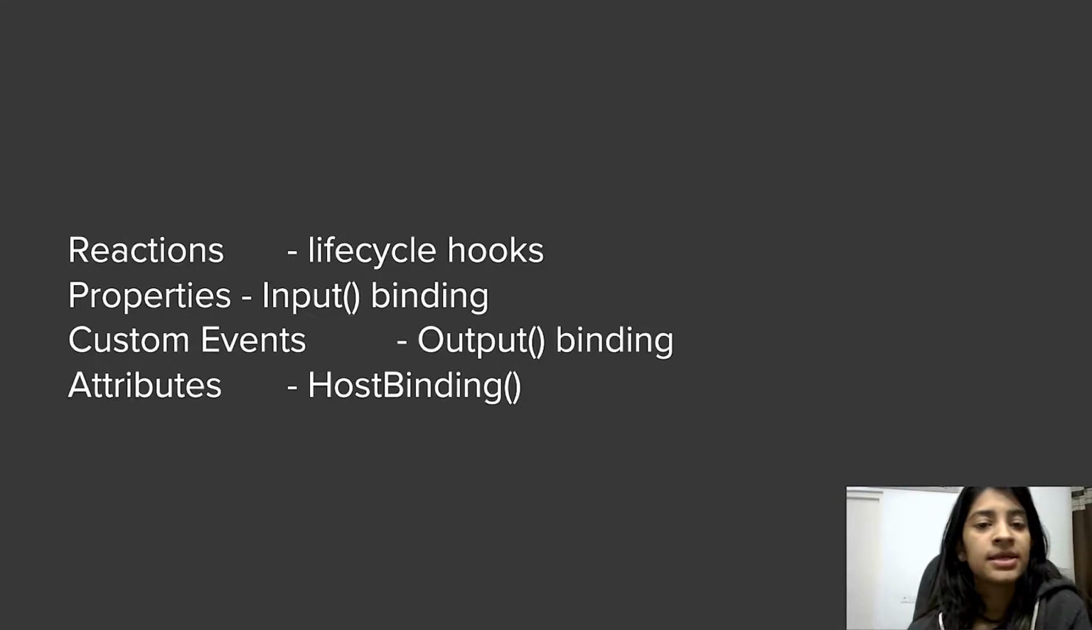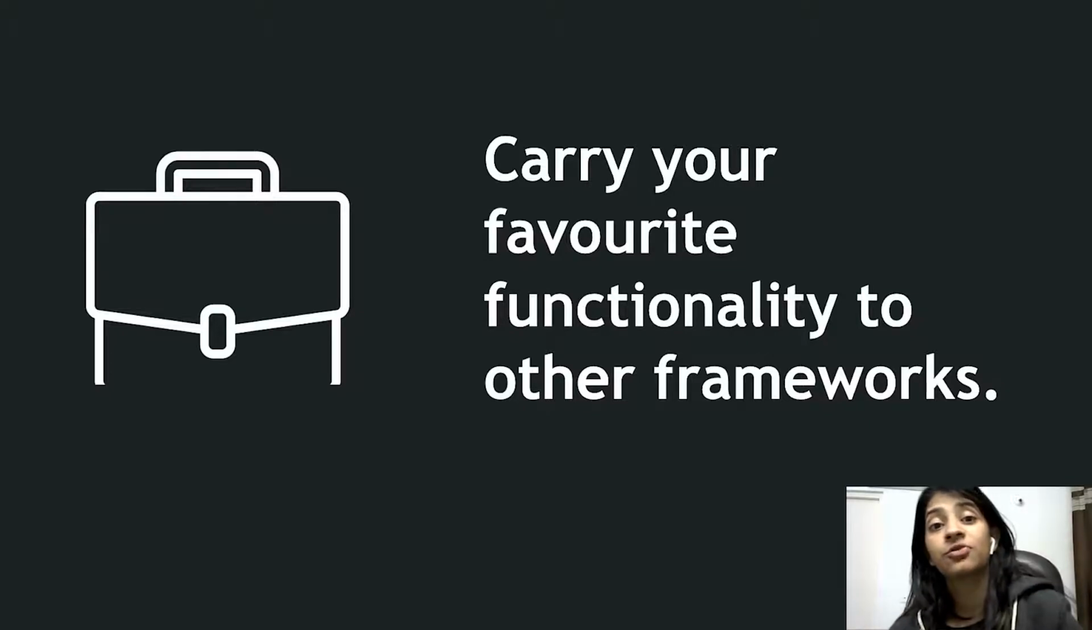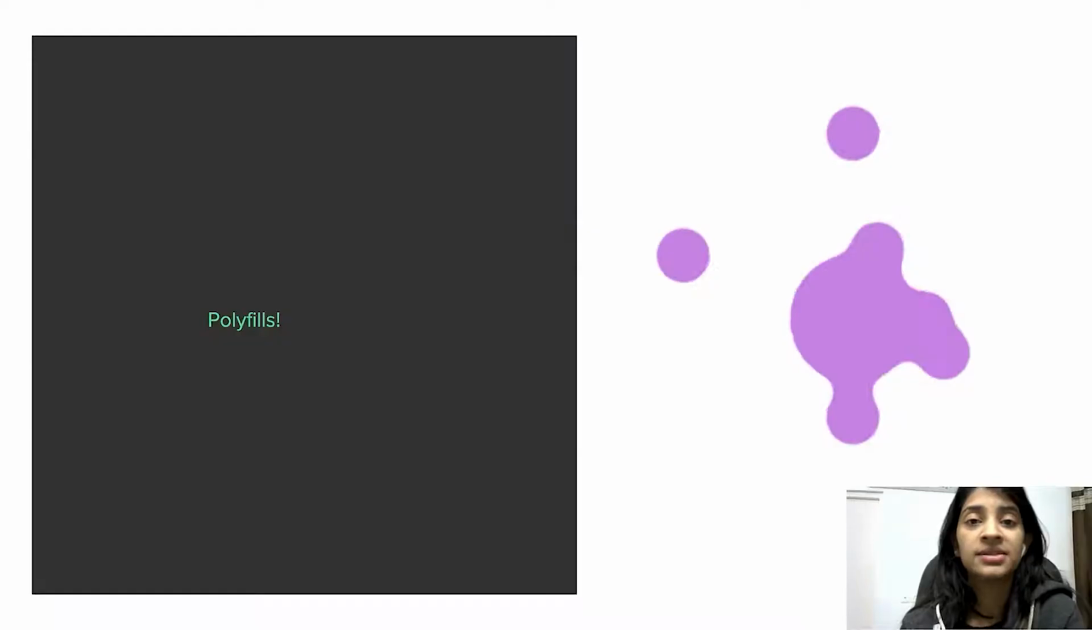And among other things, just like we have reactions like lifecycle hooks, we have properties like input binding in Angular for retrieving the properties, or for events, we have output. Similarly, in here, we have custom events, and then we have attributes, which you can compare with host binding when you deal with directives in Angular. And this is basically how you're able to carry your favorite functionality from one framework to another. For example, you really like forms in Angular, and you want to carry that form validation from Angular to React. You could do that using a web component. It just needs to be more advanced.